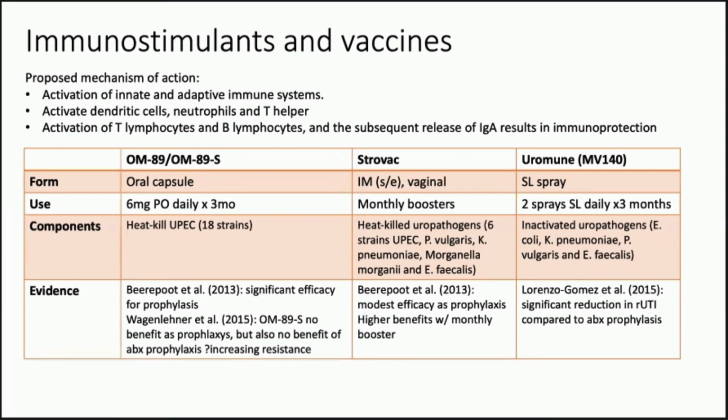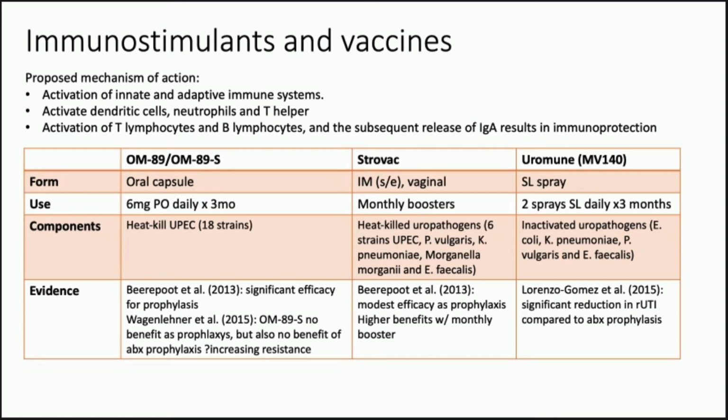So the first agent we'll be talking about is OM89 and OM89S. The form of this is an oral capsule, which is taken daily for 3 months. It basically contains 18 strains of heat-killed UPEC. Burput and colleagues published a systematic review of 4 randomized placebo-controlled trials investigating OM89. This included 891 patients with recurrent UTIs and showed that OM89 had a significant efficacy as a prophylactic agent in this patient population. And there's also some evidence that it reduced antibiotic prescription.